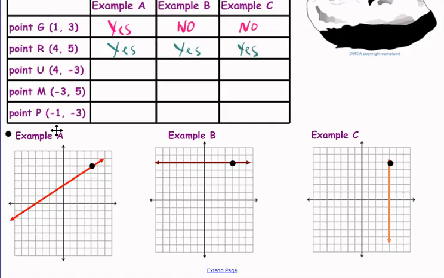Now, you're going to do the exact same thing for the next 3 points. You are going to tell me if the point 4, 3, negative 3 is on example A, B, and C. You're going to do it for point M, which is negative 3, 5. And you're going to do that same action for point P.